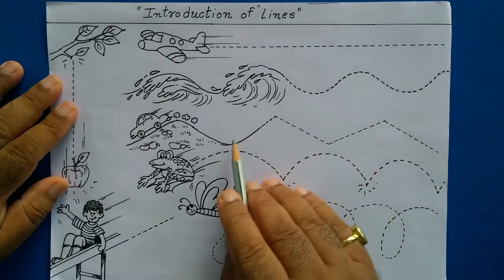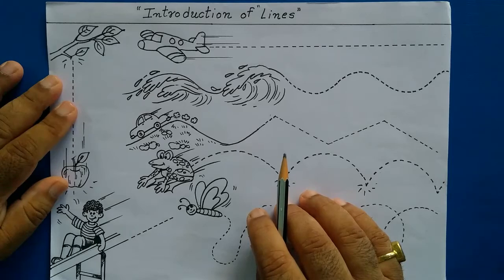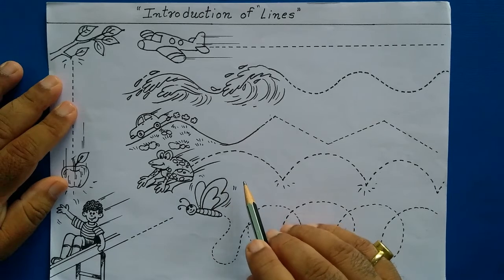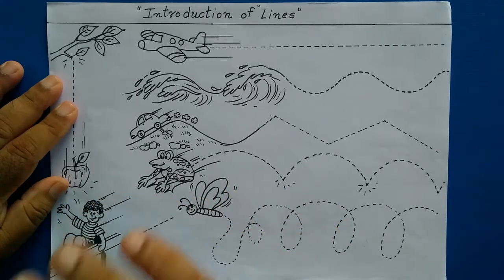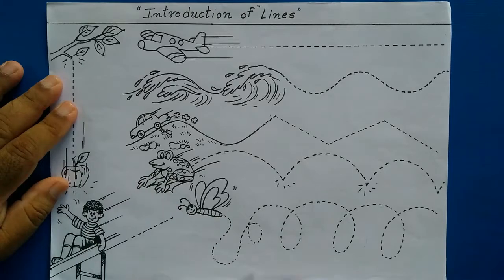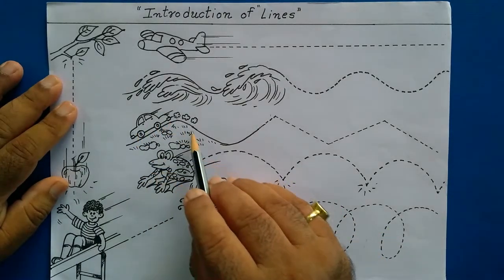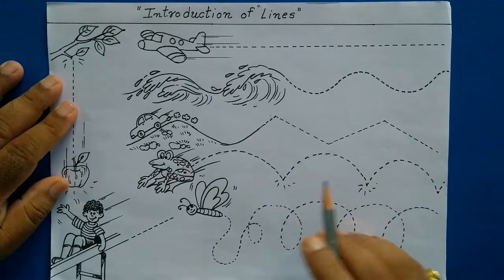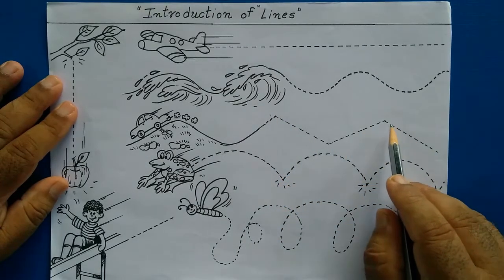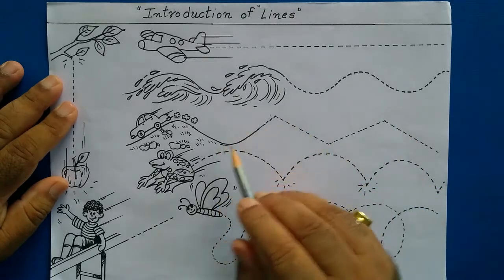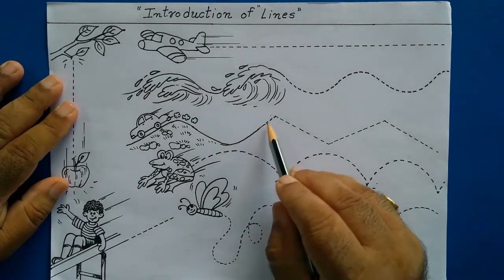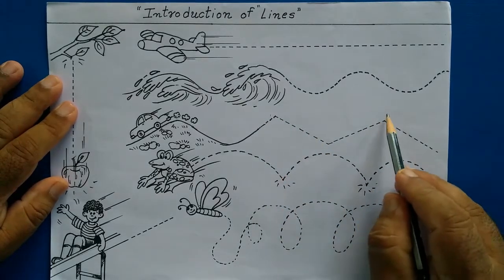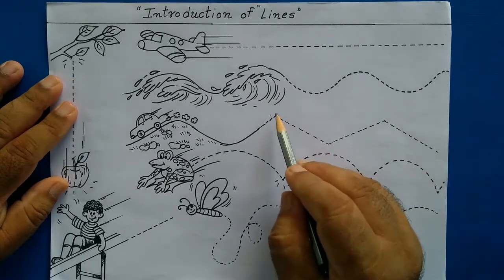If you see a mountain range, it is a very good example of zigzag line. Zigzag line exactly looks like a mountain range. Here in this picture you can see a motor is traveling on the hills. Zigzag line is made up of straight lines which go up, come down, go up, come down, and make sharp edges.